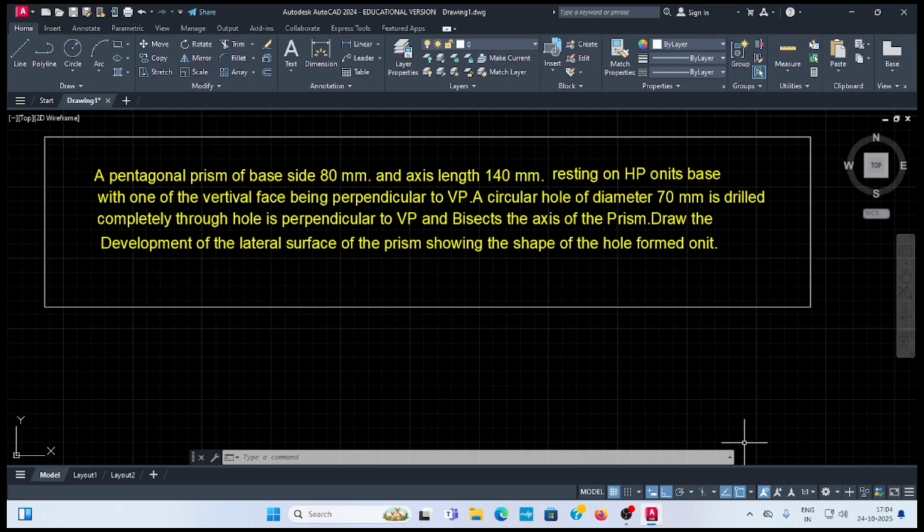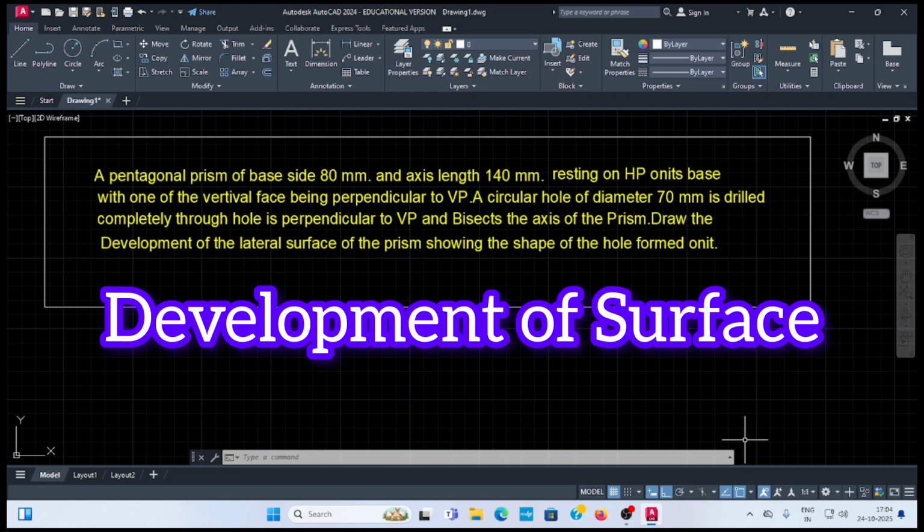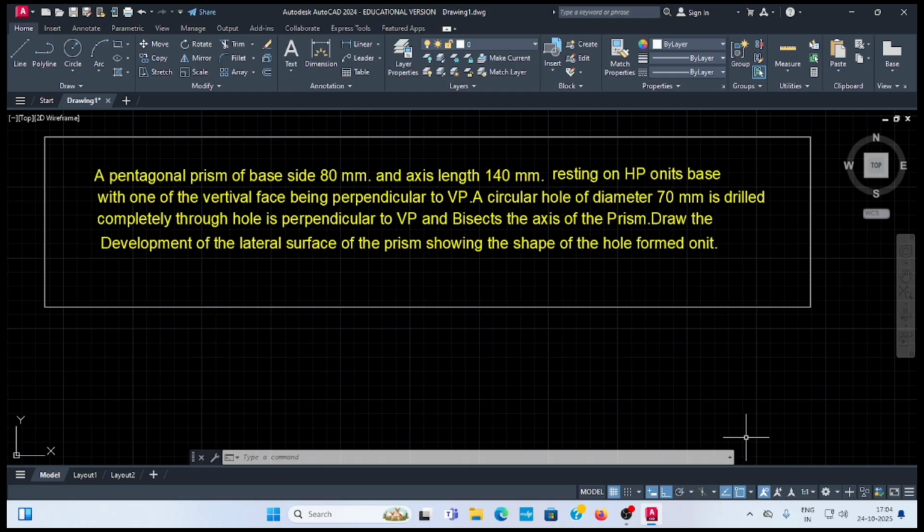Development of surfaces. This question: a pentagonal prism of base side 80 mm and axis length 140 mm is resting on HP on its base with one of the vertical faces being perpendicular to VP. A circular hole of diameter 70 mm is drilled completely through. The hole is perpendicular to the vertical plane and bisects the axis of the prism. Draw the development of the lateral surface of the prism showing the shape of the hole formed on it.